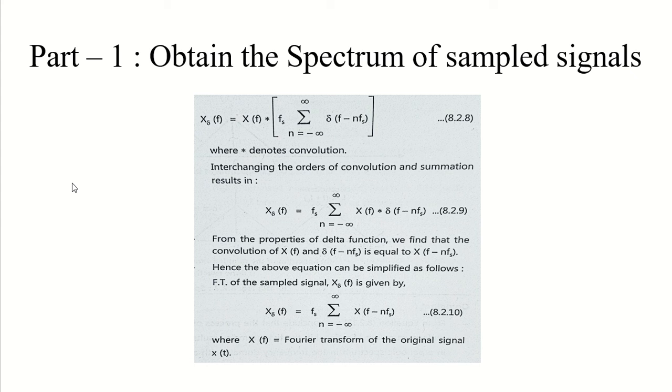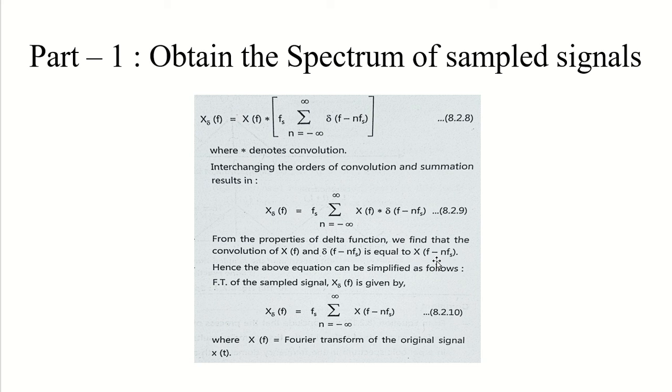Based on the properties of convolution, when we interchange the order of the convolution and summation, the result will be the same, there will be no change. And from the properties of the delta function, we can say that the convolution of x of f and the delta of f minus n fs will be the same as x of f minus n fs, right? That we studied in the properties of the delta function in the very first or second chapter.